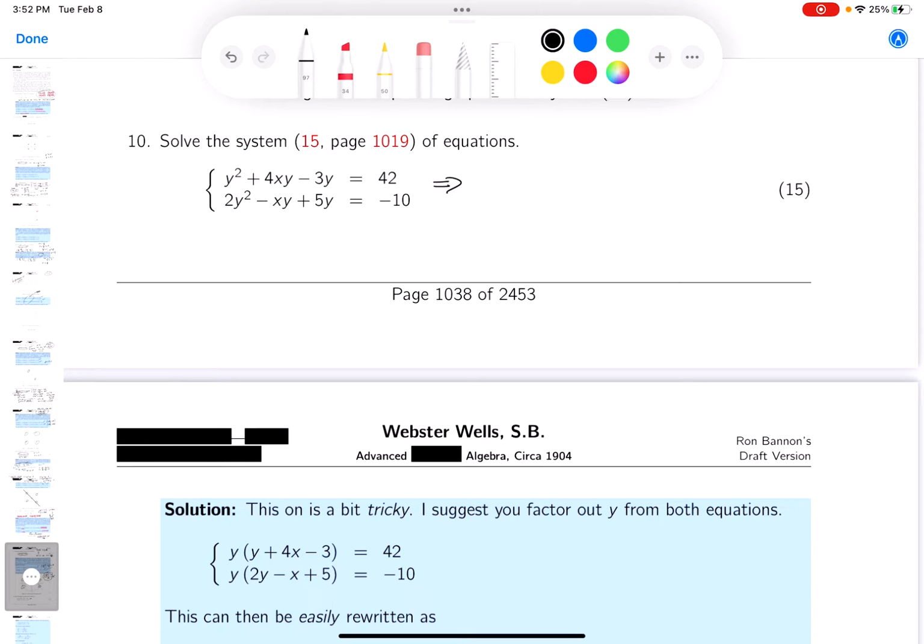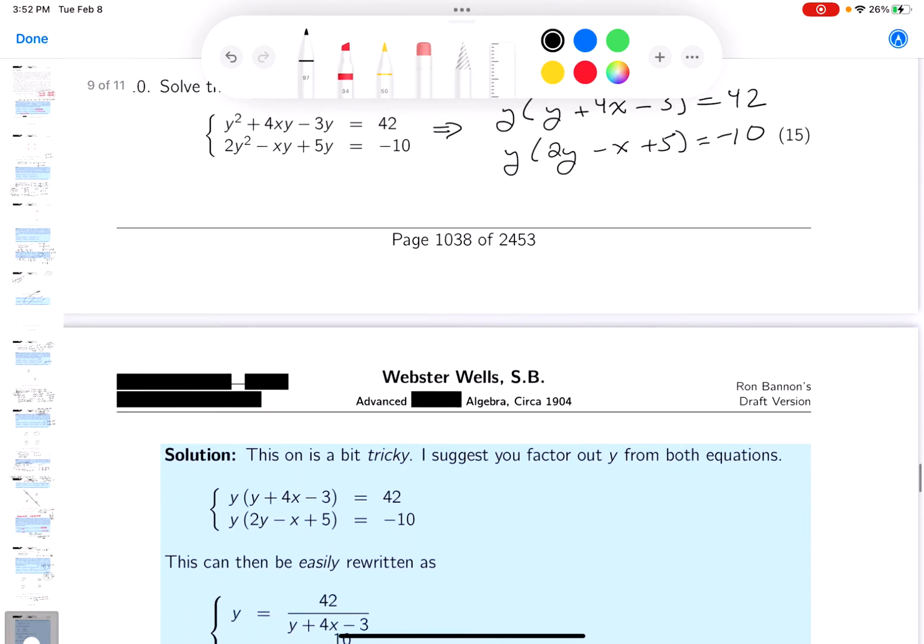You factor out y from the top equation. It's a common factor of y, by the way. What do you get over there? You would get y times (y plus 4x minus 3) equals 42. And if you factor y out in the second equation, what do you get? You get y times (2y minus x plus 5) equals minus 10.